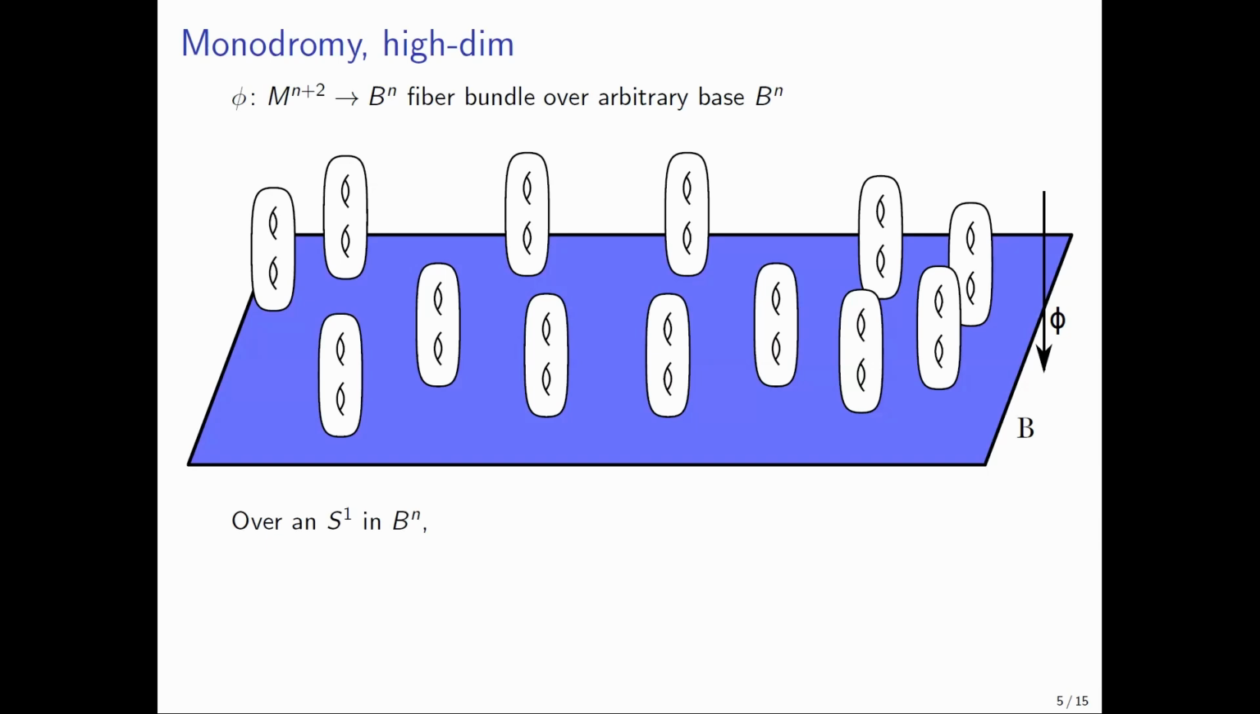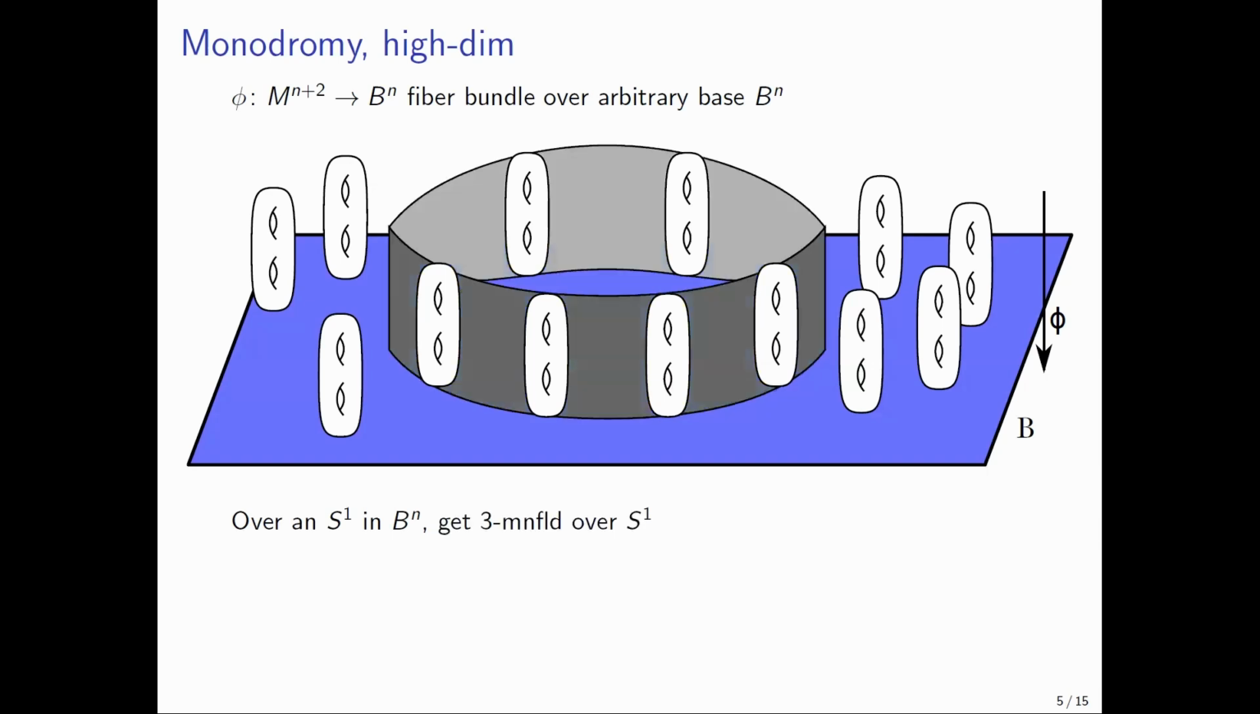Well, let's think about a circle inside B, right there. So there's a circle in the space, and if we take the pre-image of that circle in this fiber bundle, it's going to be a three-manifold, right? Because it's a fiber bundle. It's not a trivial fiber bundle over that circle, but it's some three-manifold lying over that circle, and it's got some monodromy, right? So above every circle, we have a three-manifold fibering over S1, and associated with such a thing is a monodromy.